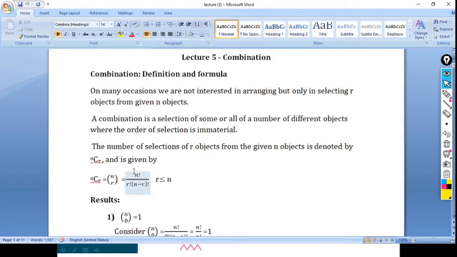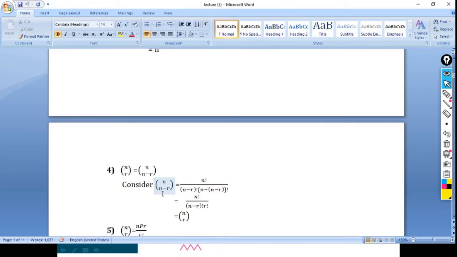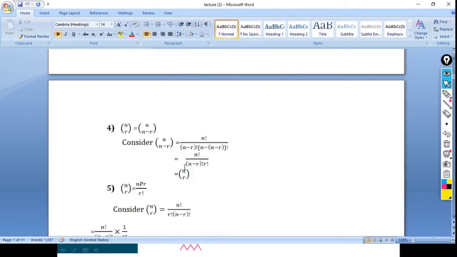What is the formula for nCr? n factorial upon r factorial into n minus r factorial. So this we got in the solving, that simplified form. So the LHS is nCr. Here for this we are able to write n factorial upon n minus r factorial into r factorial, that is nothing but the nCr, and that is the proof.